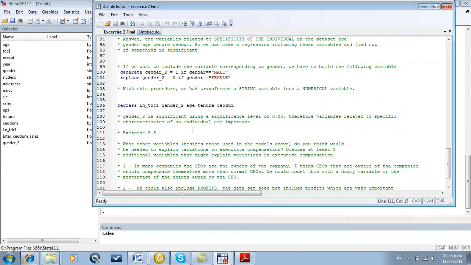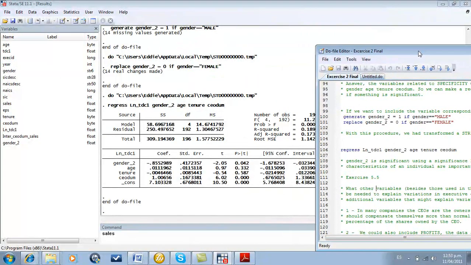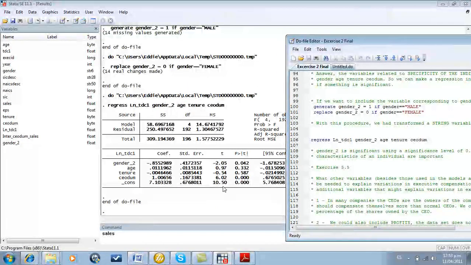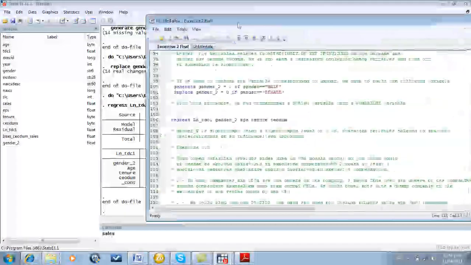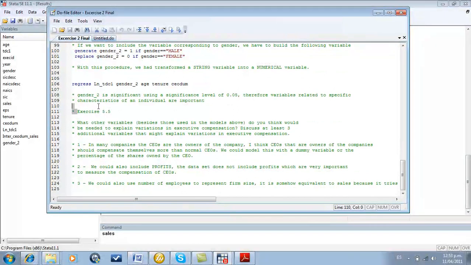Exercise 5.5. Let me see if I can say anything else from here. Okay, CO dummy is also significant. So that's also a characteristic specific to an individual. But I continue with 5.5.